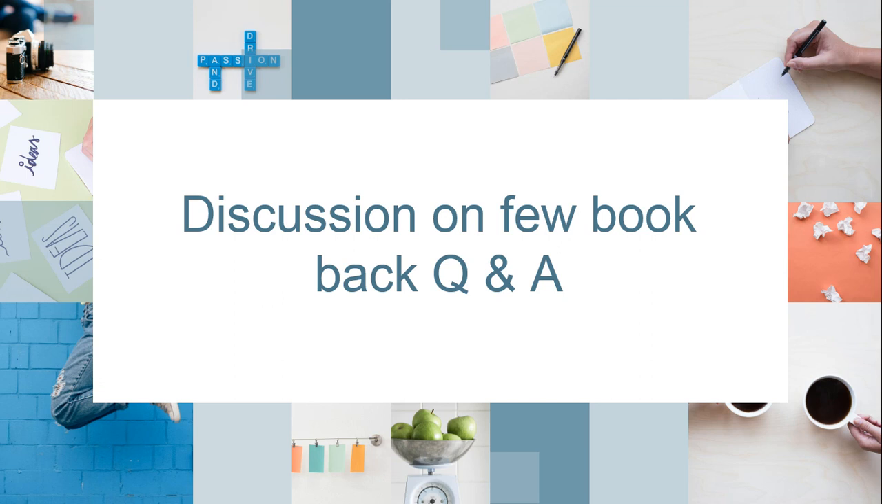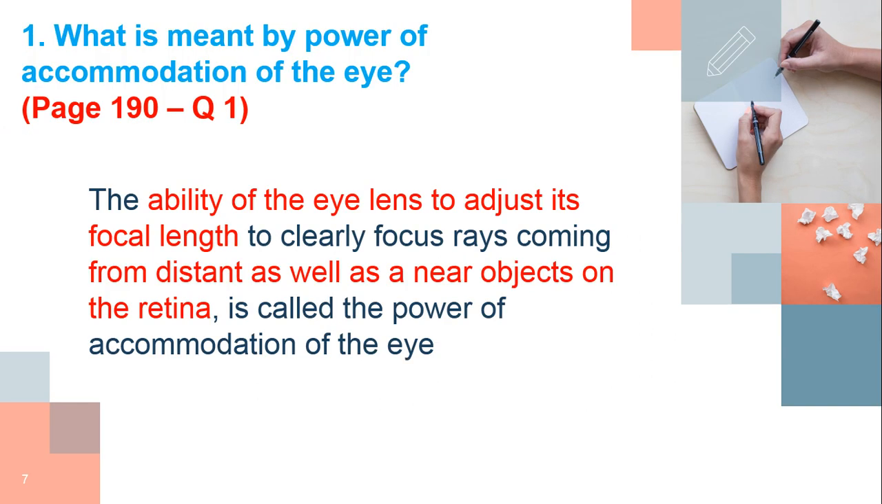Next we discuss a few book back questions and an additional question also. So first question: what is meant by power of accommodation of the eye? The ability of the eye lens to adjust its focal length to clearly focus rays coming from distant as well as near objects on the retina is called the power of accommodation of the eye.